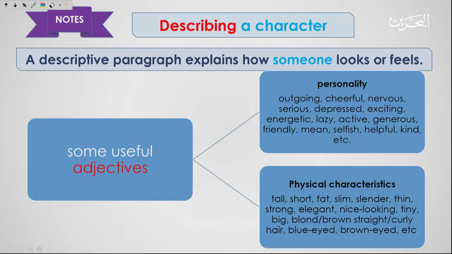Whereas if you're going to talk about the physical characteristics, which is the appearance, you're going to say tall, short, fat, slim, slender, thin, strong, elegant, nice looking, tiny, big, blonde, brown, straight, curly. We're talking about the hair here. Blue eyes and brown eyes, etc. Now here we gave you both. If you focused on the personality, we gave you some of the positive and some of the negative characters. Depending on the reason you're describing this person to me, you will be using them.